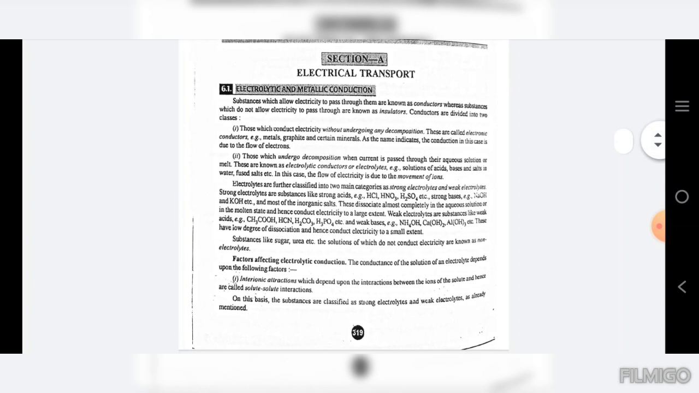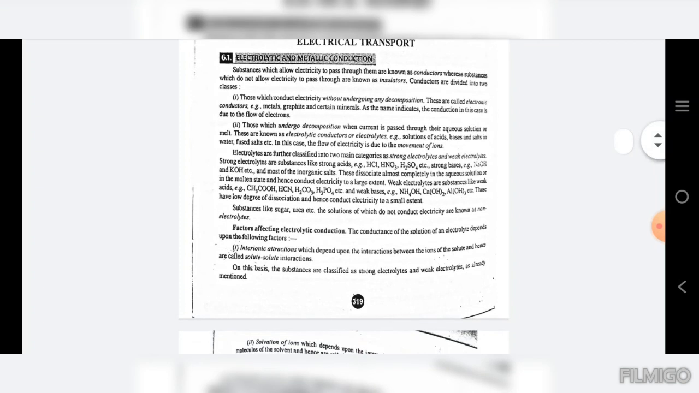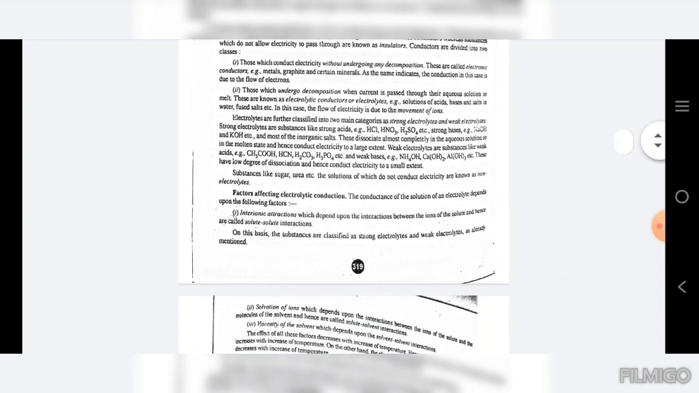Conductors are divided into two classes. First, those which conduct electricity without undergoing any decomposition. These are called electronic conductors. Example, metals, graphite, and certain minerals. As the name indicates, the conduction in this case is due to the flow of electrons.